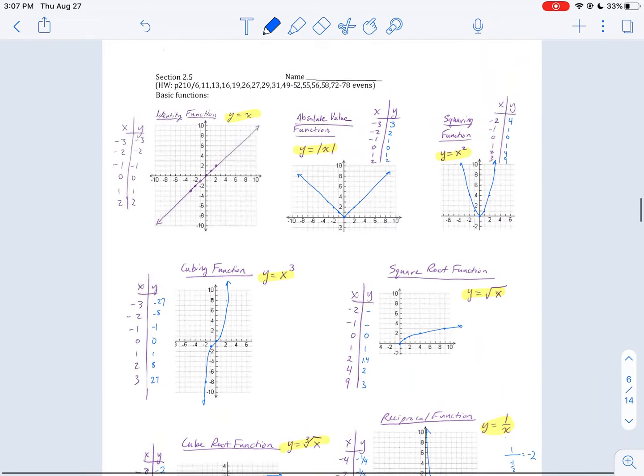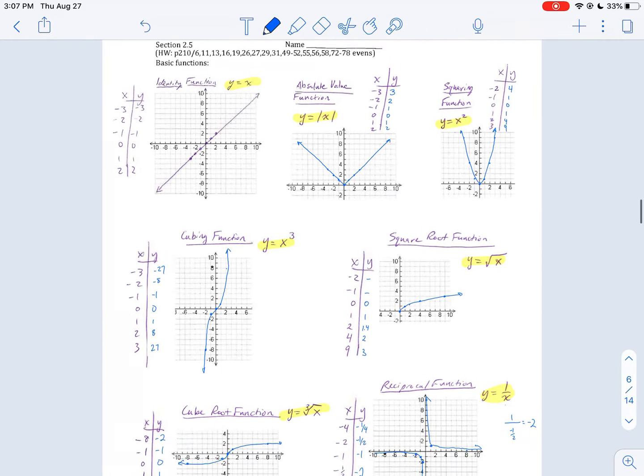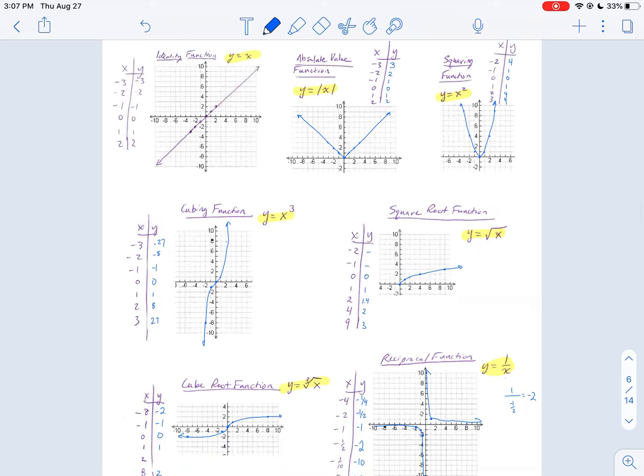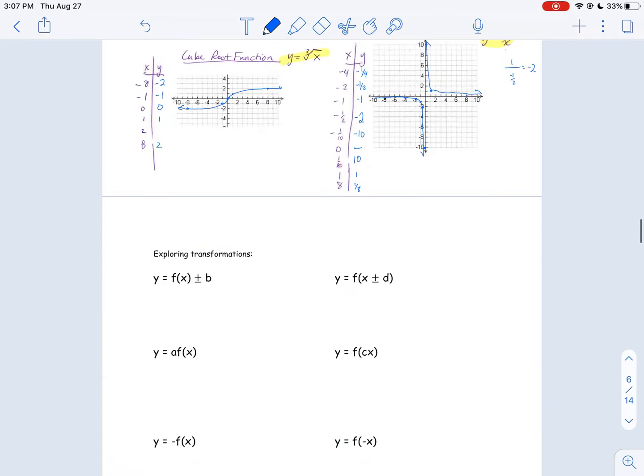All right, so you could take a look at these. I'll maybe put it on the screen so you can pause it and compare it. But these are the 7 functions we're going to work with. All right, how are these useful?